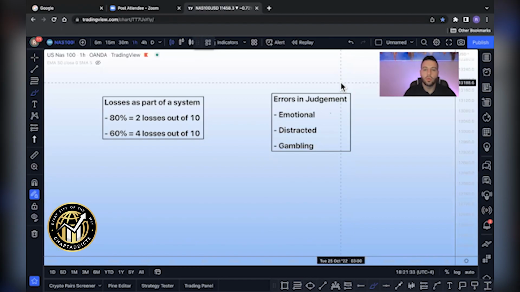Regarding the errors of judgment, there are tons of errors that traders make on a daily basis, especially new traders, that will hurt their chances of being successful. Those are like closing too early, moving your stop loss too soon, over leveraging, over trading. Errors in judgment typically boil down to 3 main reasons: emotional trading, distracted trading, and gambling. Let's talk about those 3 main causes and break them down.